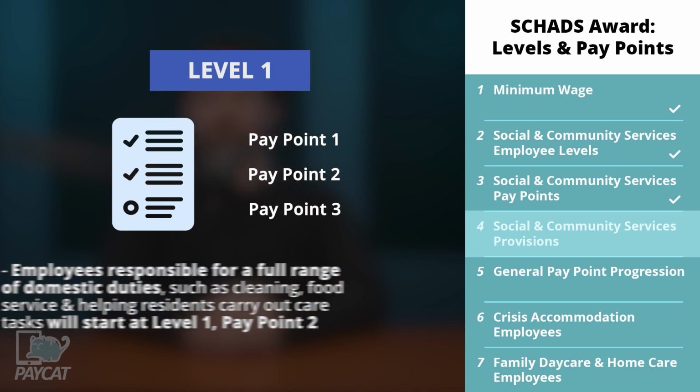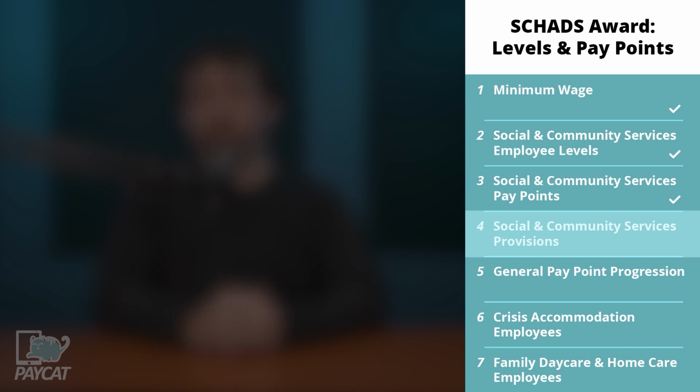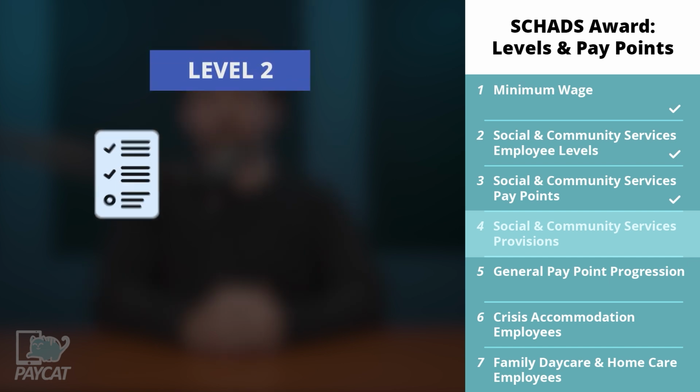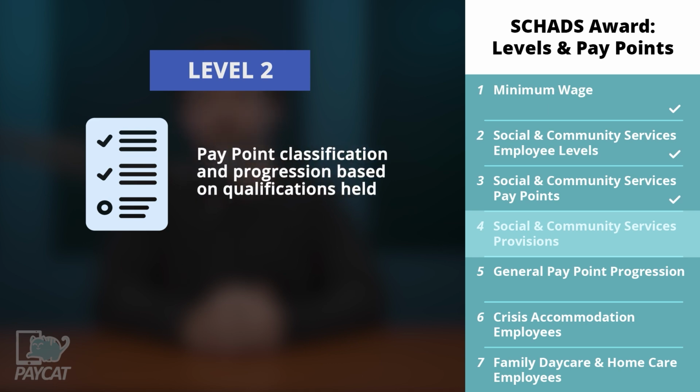But if you have an employee responsible for a full range of domestic duties under general supervision, including cleaning and food service and helping residents carry out personal care tasks, they'll be a Level 1 employee who starts off getting paid according to Pay Point 2. There are also provisions in the SCHADS award for social and community service employees at Level 2, which deal with pay point classification and progression based on qualifications they hold.